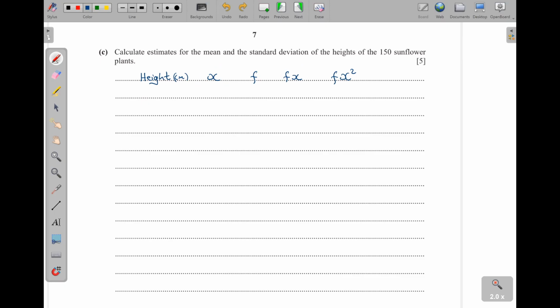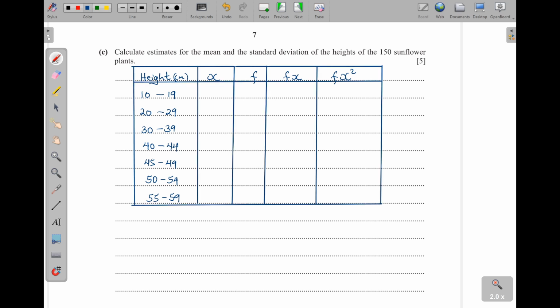Okay, so we are having our intervals 10 to 19. We have 20 to 29. We have 30 to 39. We have 40 to 44. We have 45 to 49. We have 50 to 54. And then we have 55 to 59. Then I can put everything here in the table. So just like that. Okay, now let's find the x, the mid value.